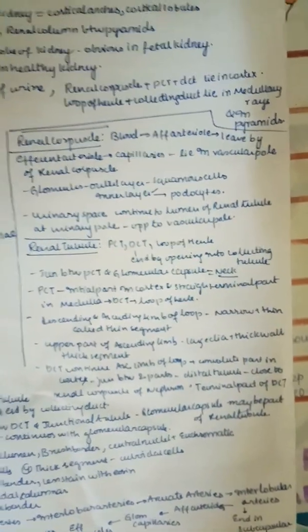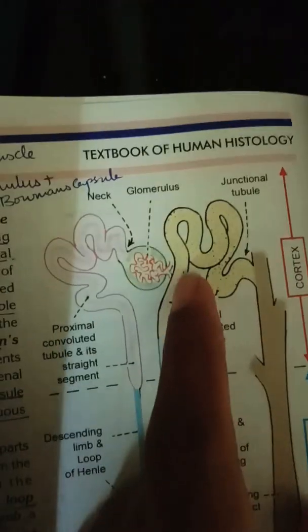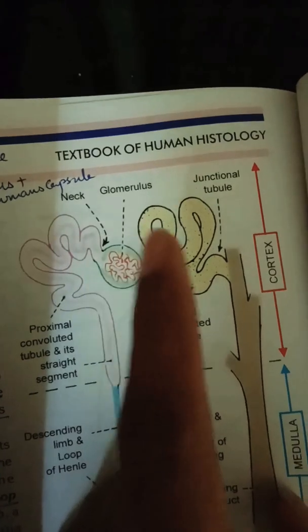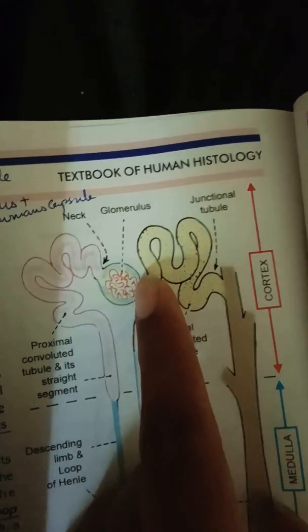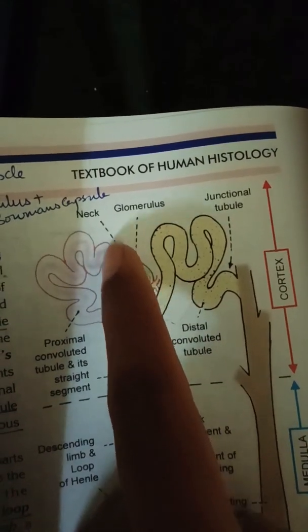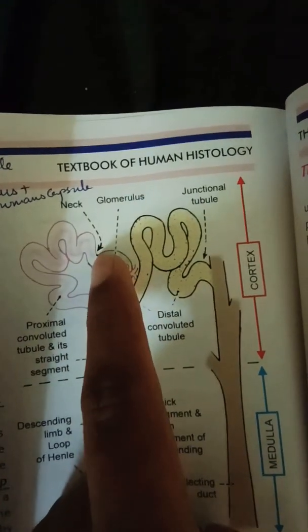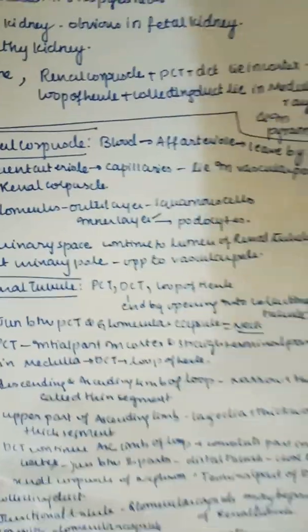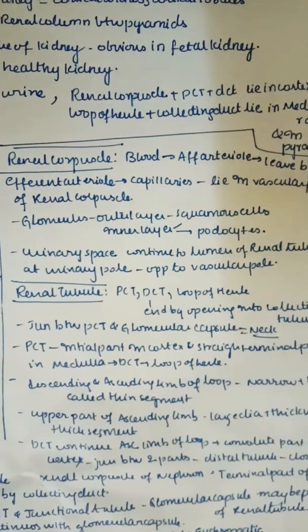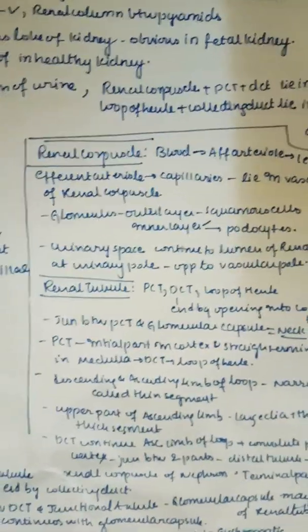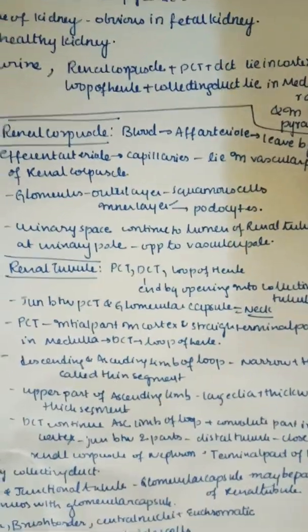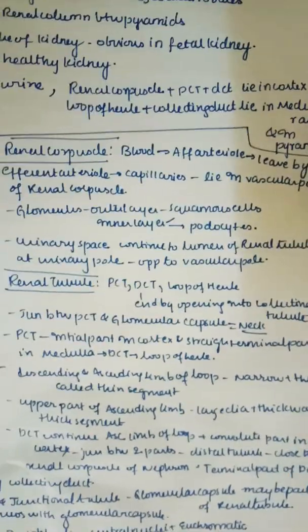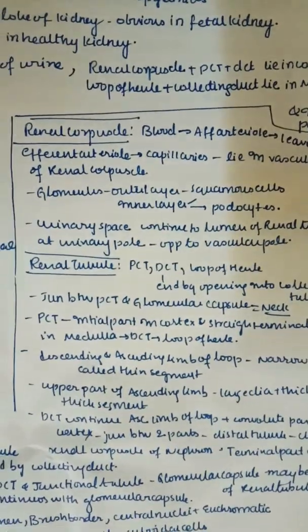So what is vascular pole and urinary pole? Let us see. Vascular, as the name suggests, means where the afferent and efferent arterioles are coming. This is a vascular pole, and this is a urinary pole from which our PCT arises. So this is urinary pole, this is vascular pole. This is urinary pole because from this only the urine starts filtering. So vascular pole is mainly for the afferent and efferent arterioles of the renal corpuscle. So the Bowman's capsule has an outer layer and an inner layer. The outer layer is made up of squamous cells according to histology, right? And the inner layer is made up of podocytes.